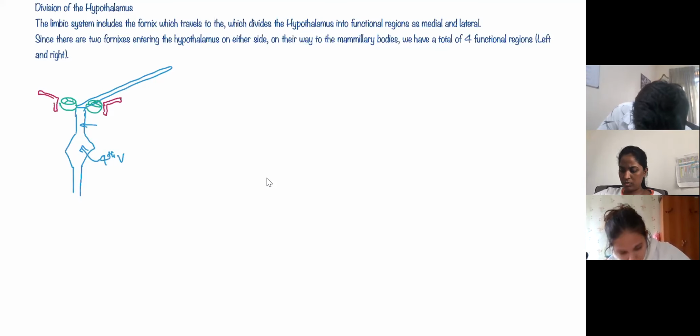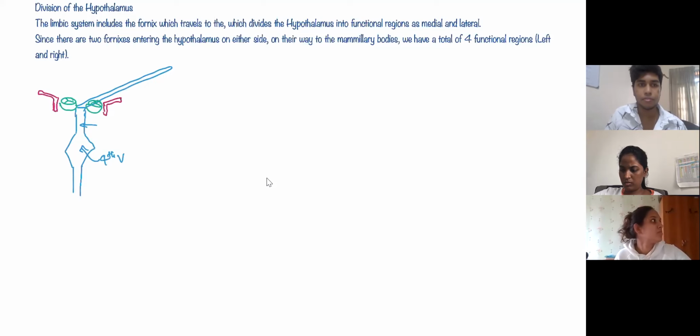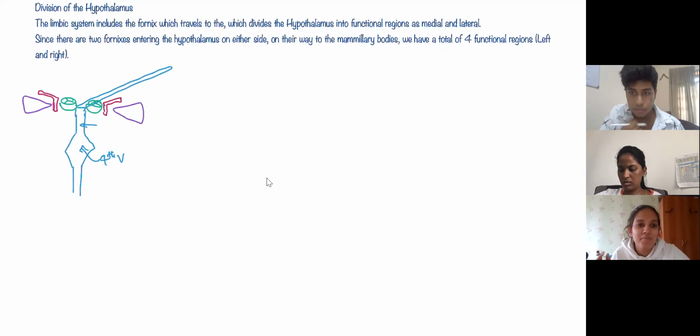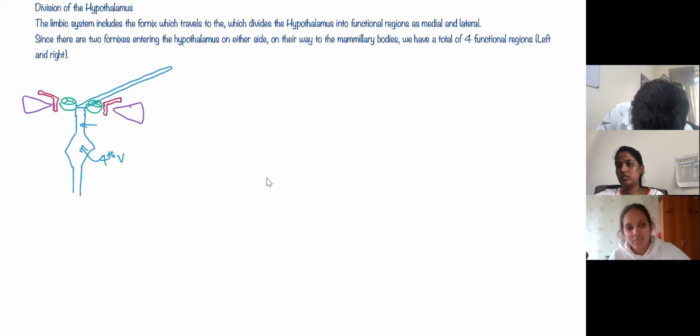And then we have a very thick sheet of white matter. Okay, it is a thick bundle of white matter. What is this called? Internal capsule. What is this nucleus called? This nucleus in general, what is the name? It looks like a lens. So lentiform. Yes.